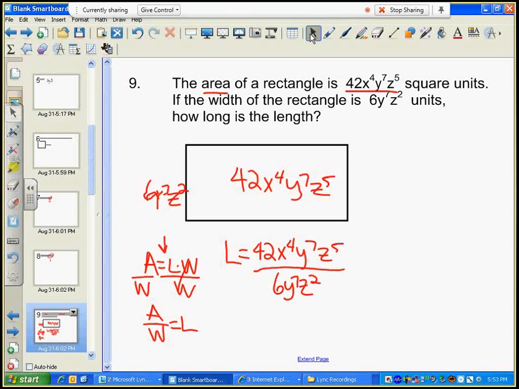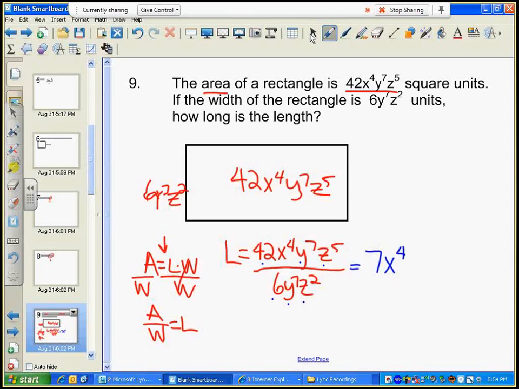Now, there's a lot of things I can simplify here. I'm going to be simplifying my coefficients, and I'm going to be simplifying the quotients that have the same base. So here you can see that I have a y in the numerator and a y in the denominator. I've got a z in the numerator and a z in the denominator. So I'm going to be simplifying all of those. 42 divided by 6 is 7. I have x to the 4th power, and I don't have an x on the bottom, so I'm going to keep my x in my numerator.